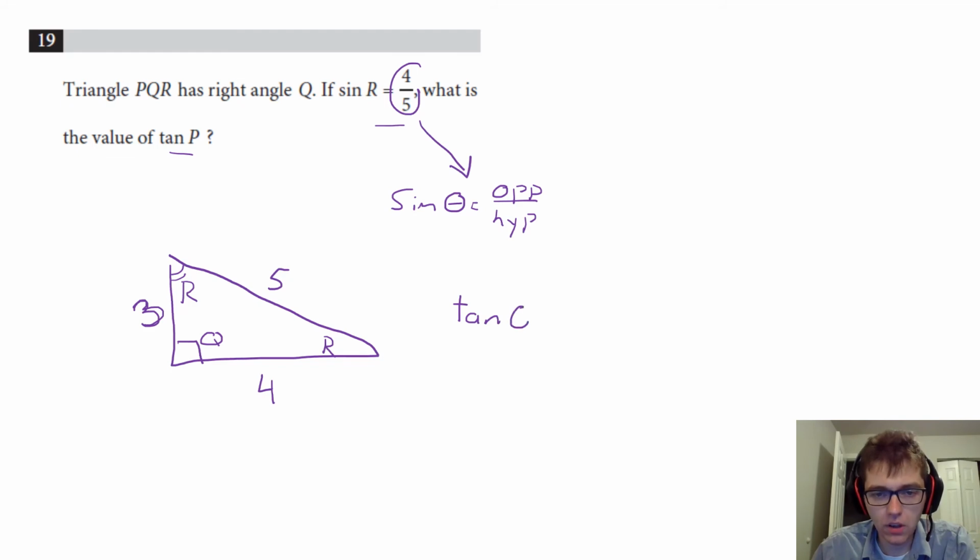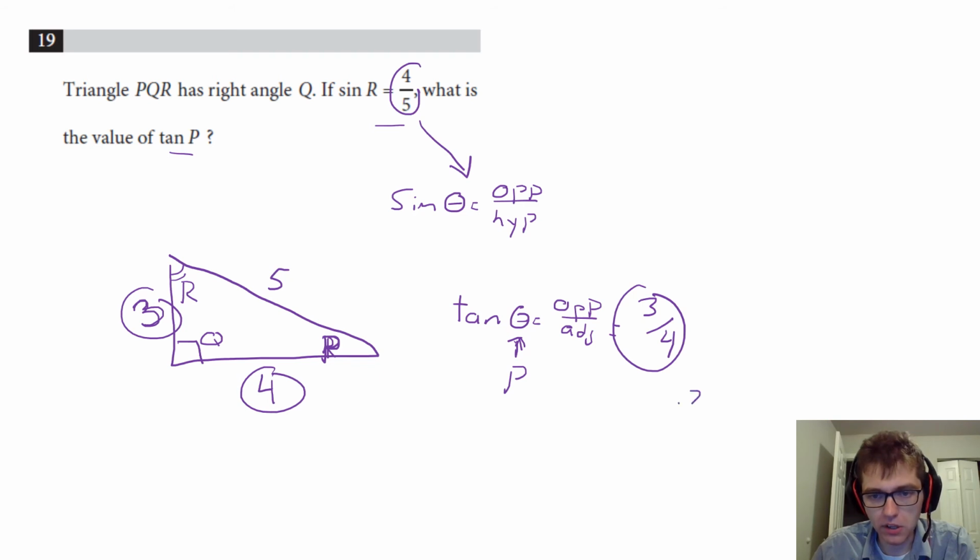Tangent of an angle is equal to opposite over adjacent. And they're asking for the tangent value of P. Oh, P is down here. Tangent value of P is equal to opposite, which is 3, over the adjacent, which is 4. So tangent of the angle is 3/4. You can bubble that in, or bubble it in as 0.75 is also acceptable.